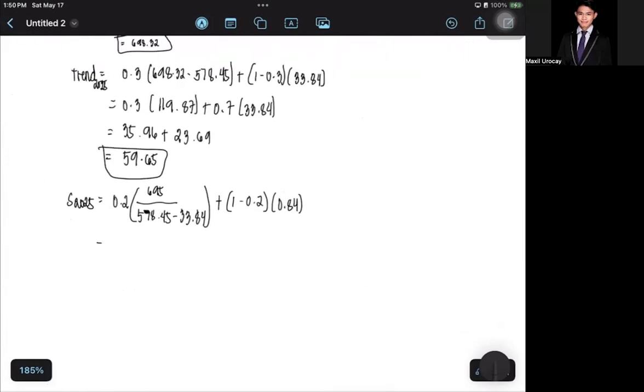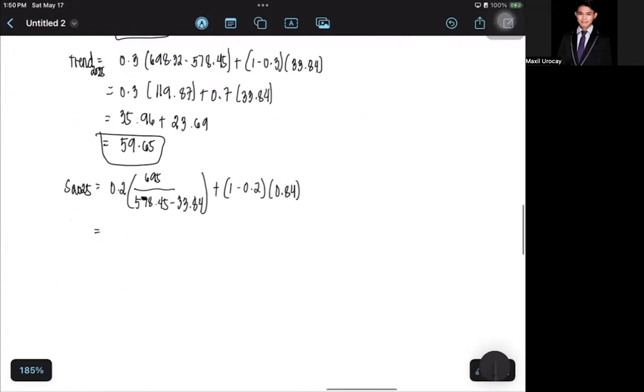So that's how it will work here. So 0.2, 695. So the denominator, 578.45 minus 33.84, is 544.61.